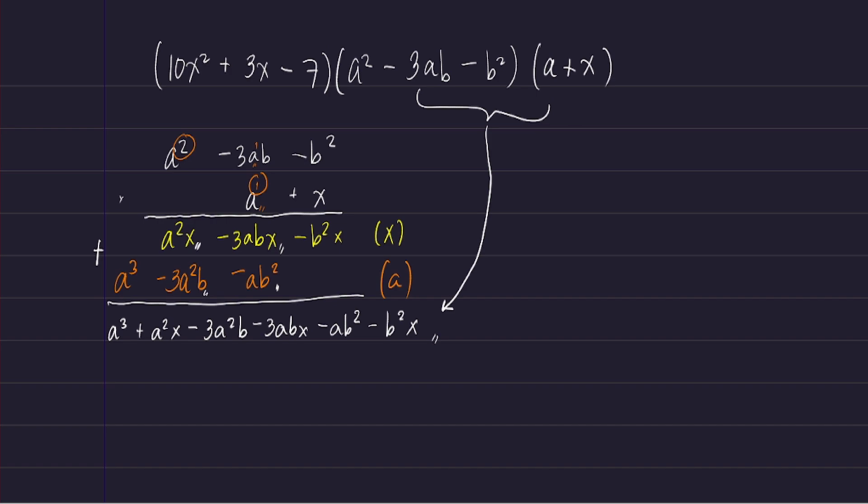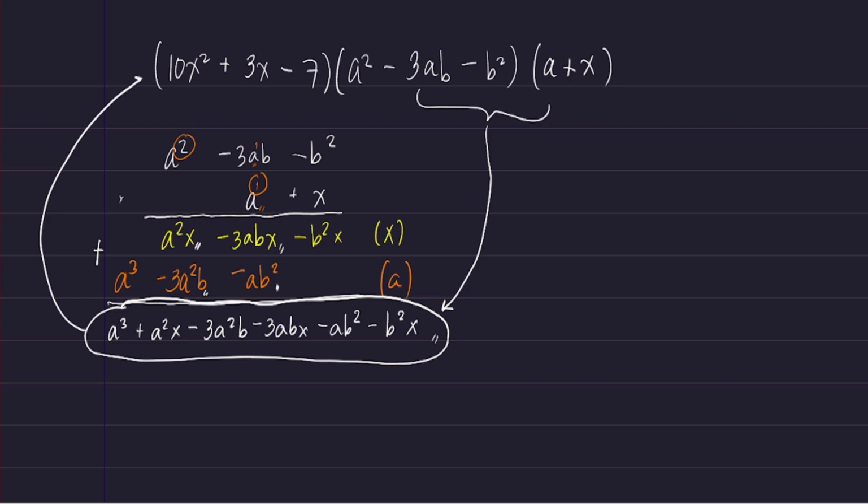Ito pa lang yung nasasagutan natin. And we will multiply this whole expression here. I-multiply natin tong buong expression na to dito sa 10x squared plus 3x minus 7.